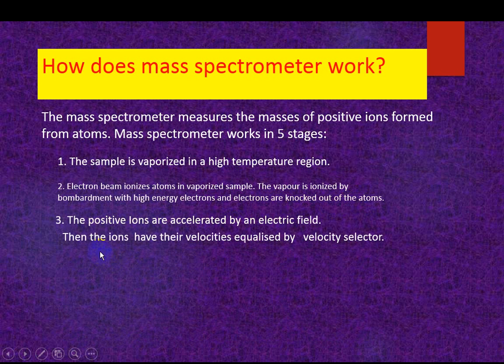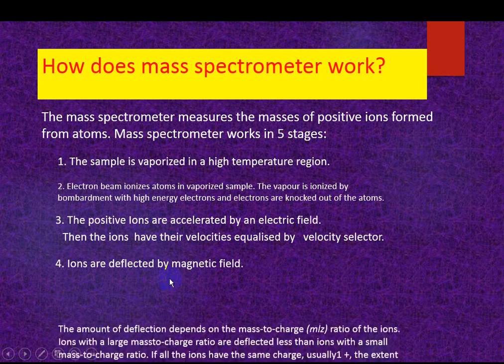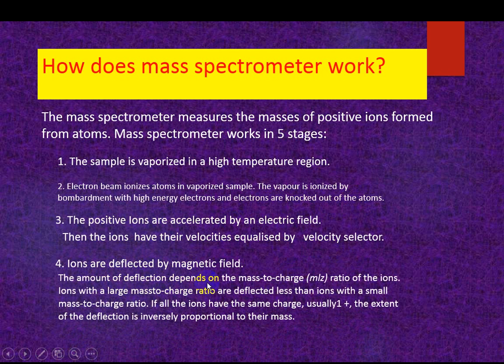As a result, it becomes positive ions, and the positive ions are accelerated by an electric field. In step 4, the ions have their velocities equalized by a velocity selector. Then the ions are deflected by a magnetic field. The amount of deflection depends on the mass to charge ratio of the ions. Ions with a large mass to charge ratio are deflected less than ions with a small mass to charge ratio. If the ions have the same charge, usually +1, the extent of the deflection is inversely proportional to their mass. Deflected ions are recorded by the detector.